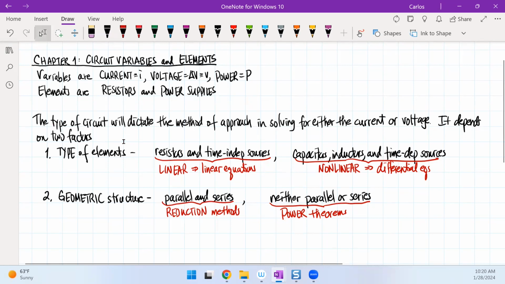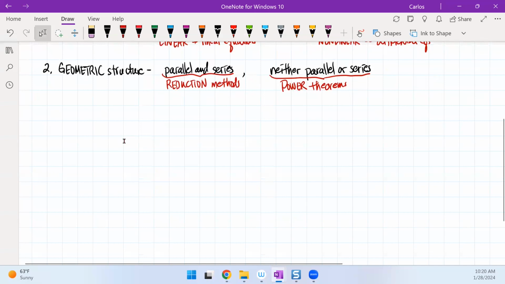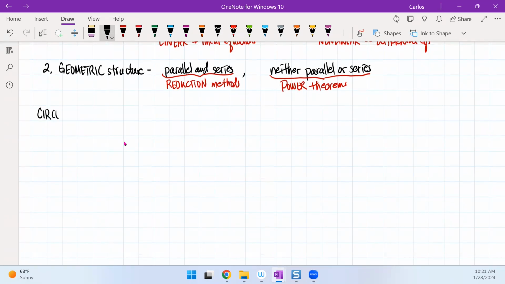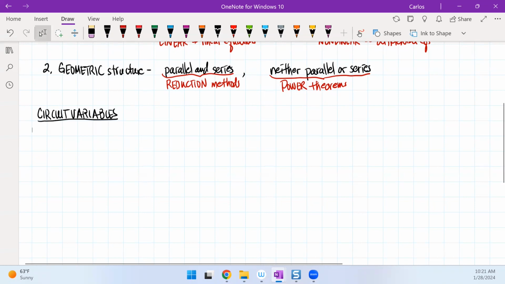So that's a very brief overview. Let's now move on to focusing on circuit variables. We said that there were three variables: current, voltage, and power. So let's get some details about these variables, and then we'll start with current first.